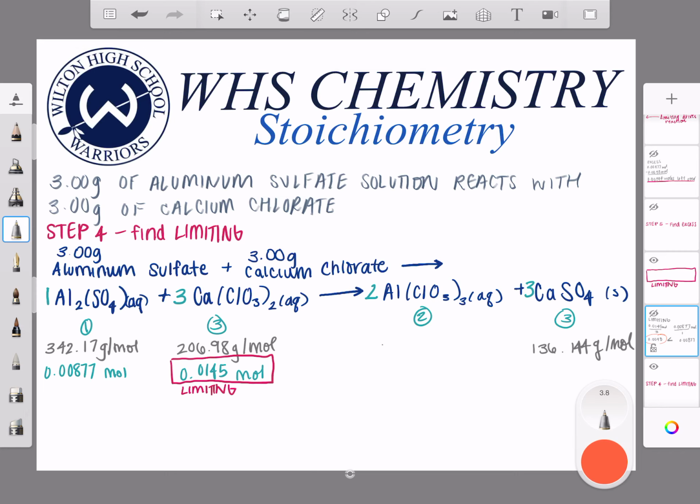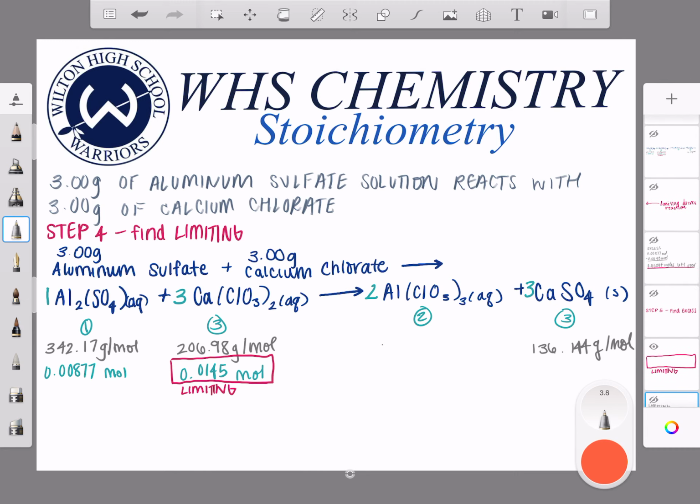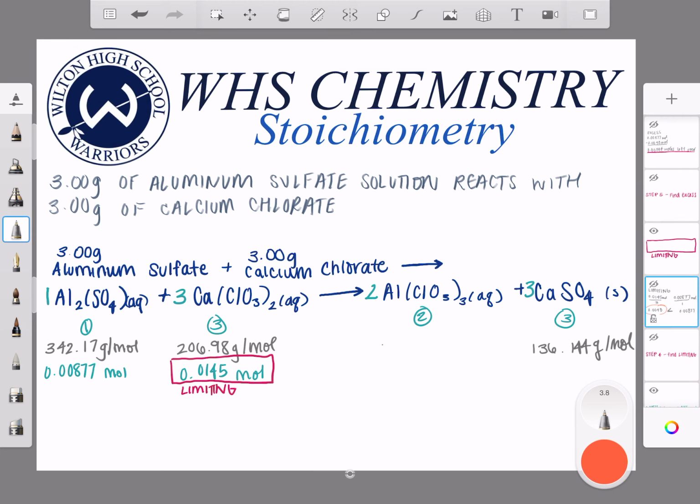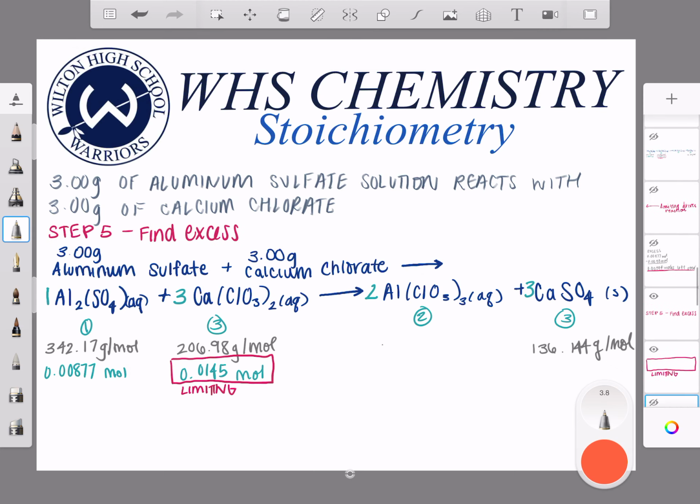So now that we've determined our limiting reactant based on the mole values in comparison to their mole ratios, we can determine the excess amount of the reactant in the equation. We said that the limiting reactant is the least amount required to complete the reaction, and that was calcium chlorate. If calcium chlorate is the least amount, aluminum sulfate had a bigger value of moles, so there's going to be excess of it.